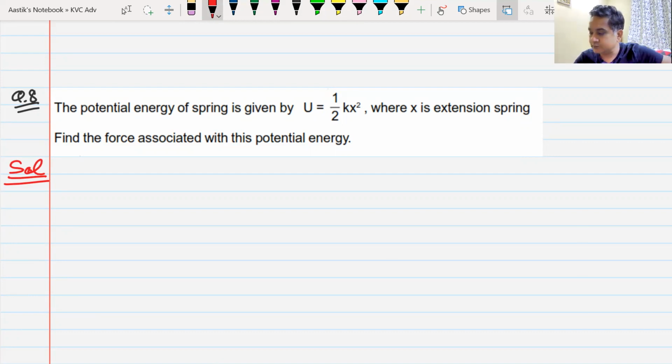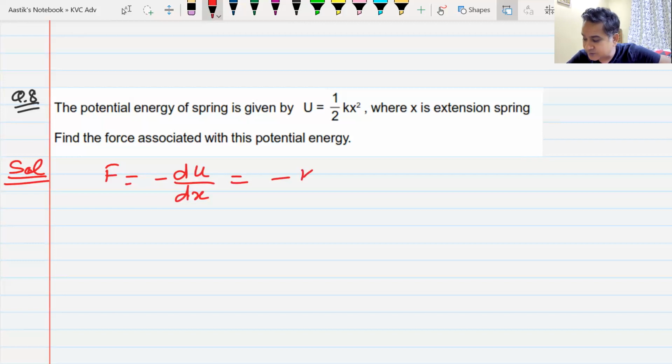Sir, it's positive. What positive? F is minus du by dx. Forgotten that? Minus derivative. So it is minus kx. Force is minus kx, directed opposite to the displacement. That is the answer. You don't know spring force? Yes, sir. Okay.